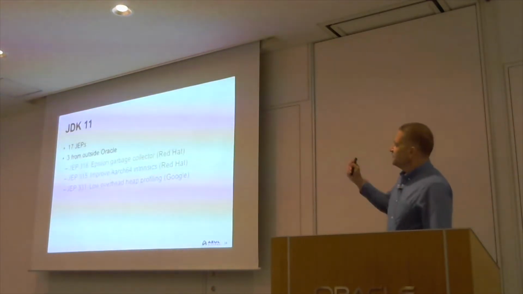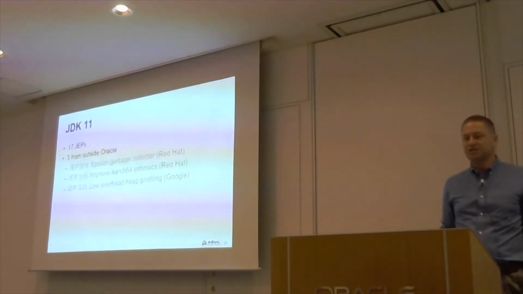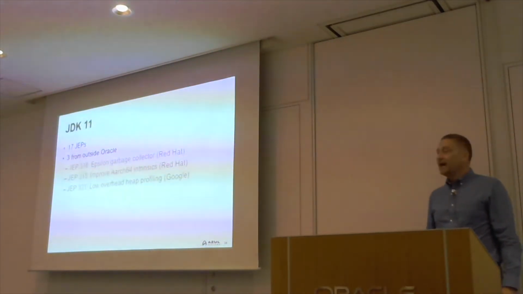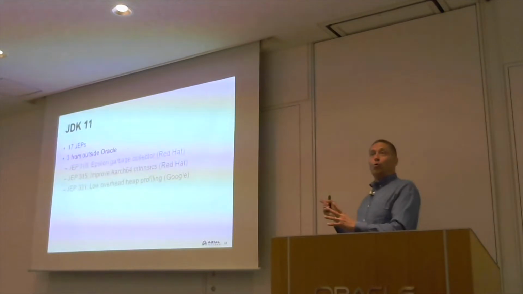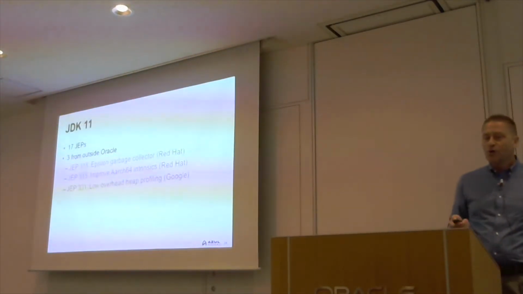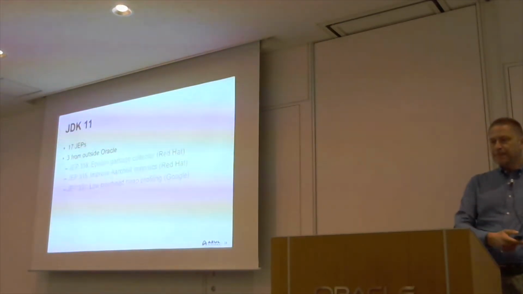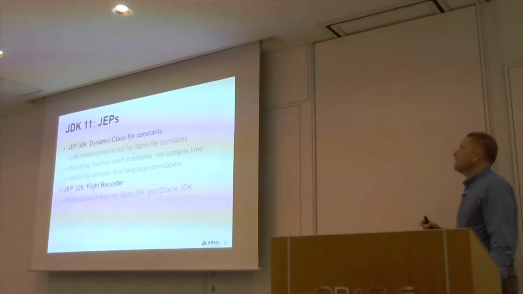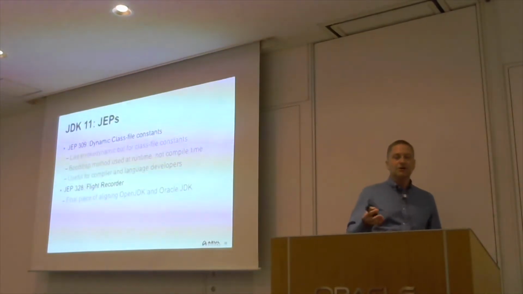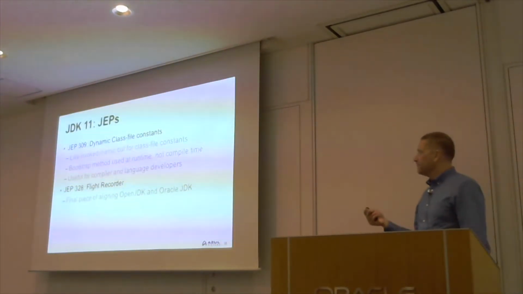Red Hat also did some things around the ARM 64-bit processor architecture, and they've added some interesting things there. And then, this is quite surprising, Google have got a JEP into JDK 11 around low overhead heap profiling. So some interesting things there. A couple of other things that are going in, probably the big one is the idea of dynamic class file constants, or as it's been nicknamed, CONDY.